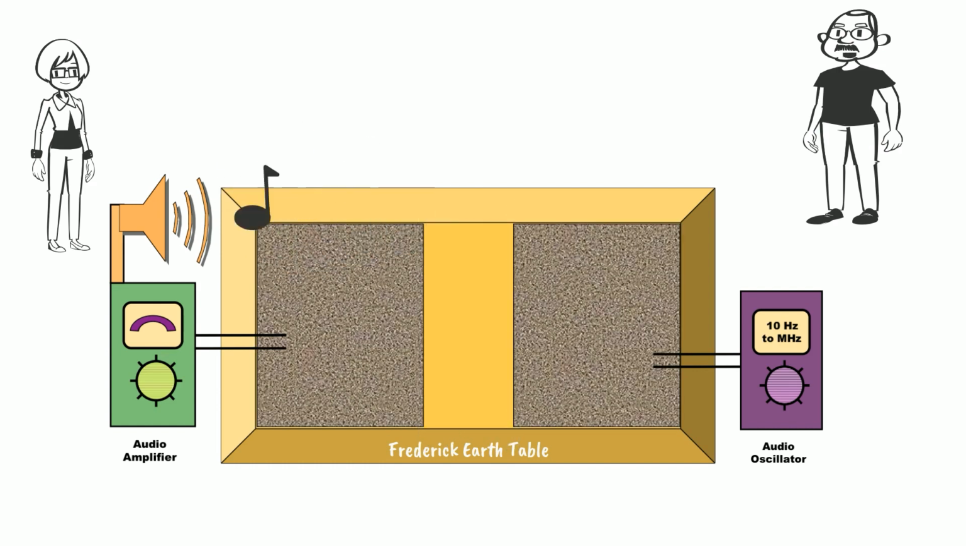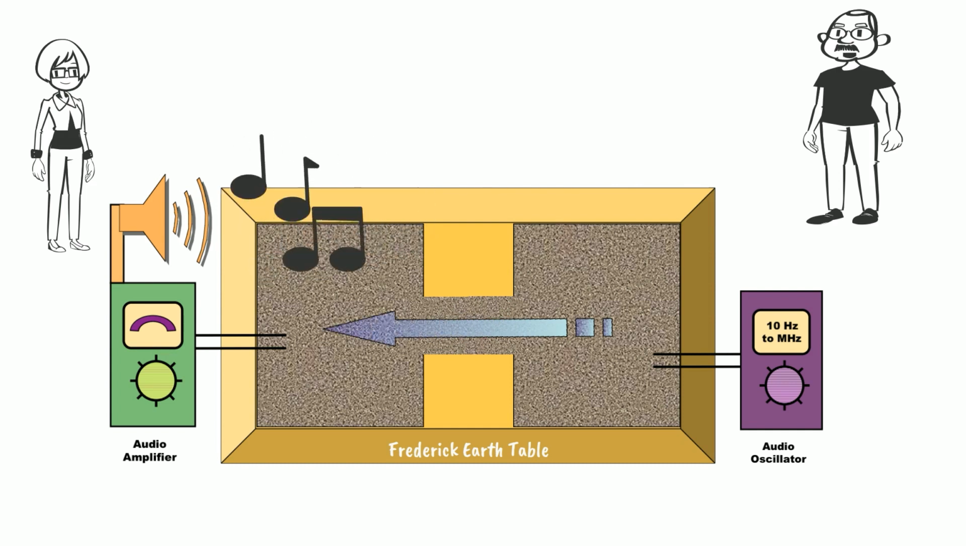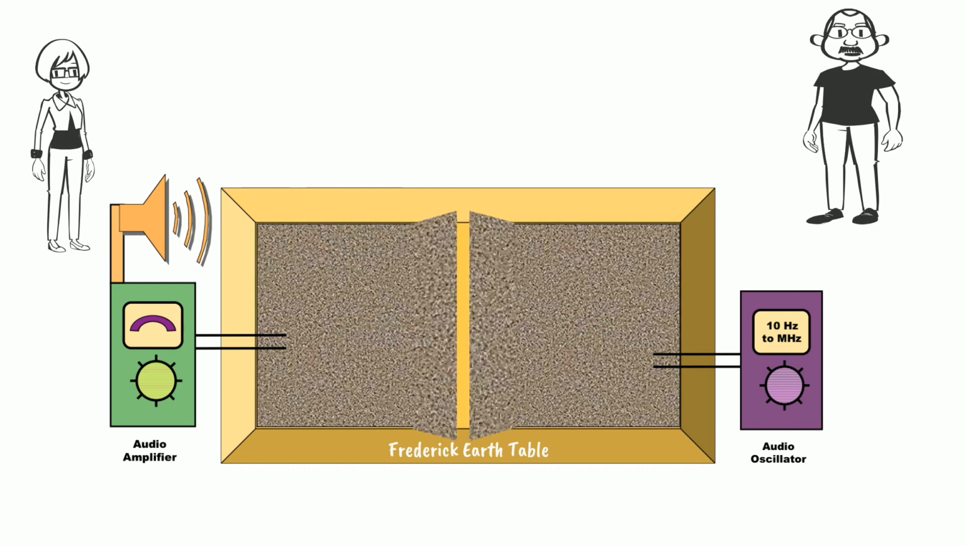To ensure this was the case, I parted the soil in the earth table. And as soon as I did, the sound stopped. As I sprinkled the soil back and formed a soil bridge, the sound started again. This clearly demonstrates that the frequency from the audio oscillator is picked up by the audio amplifier as it travels through the soil. Then I did something else.